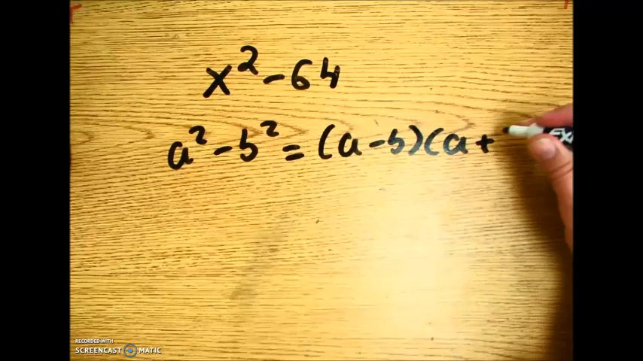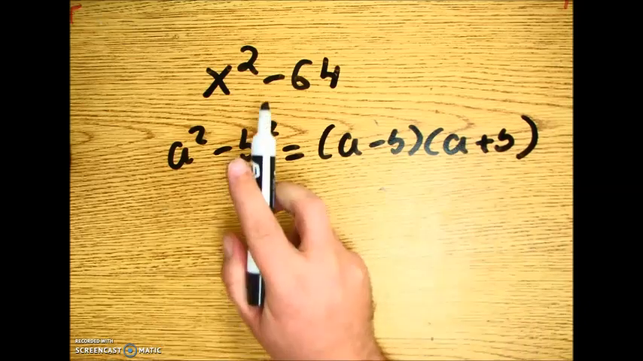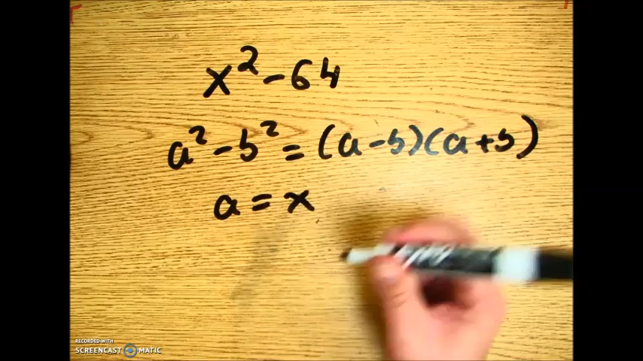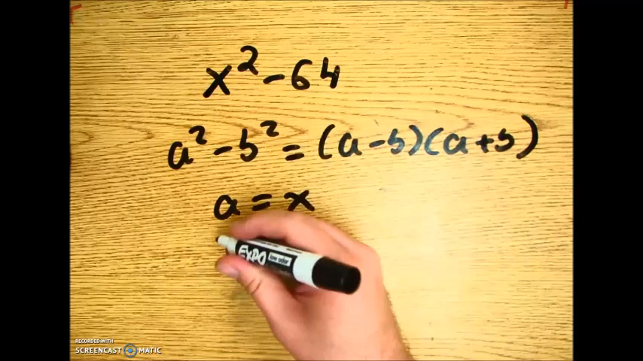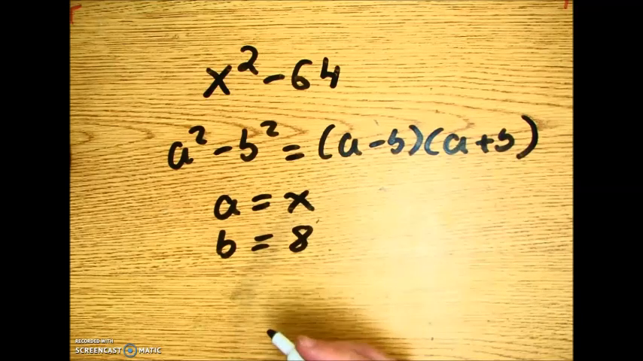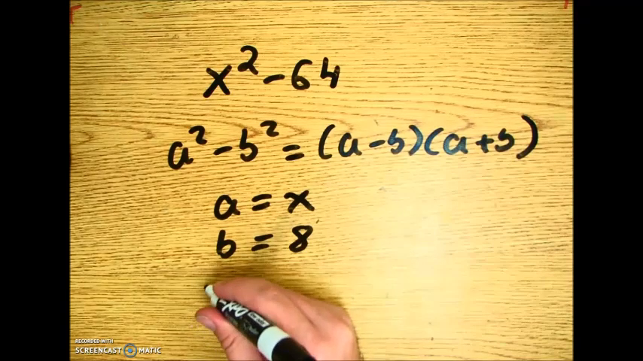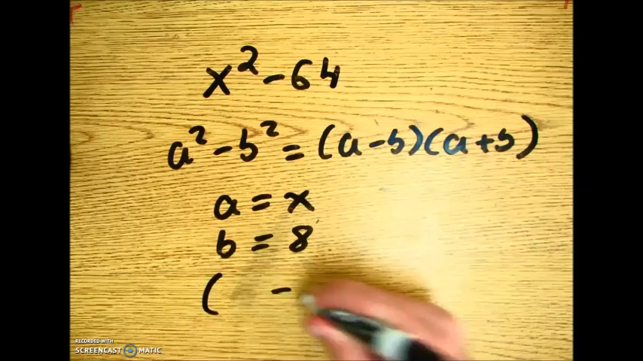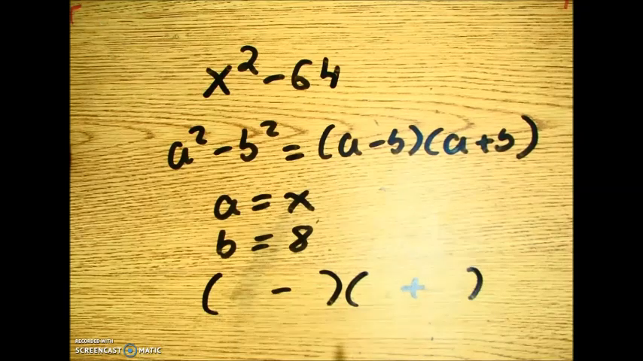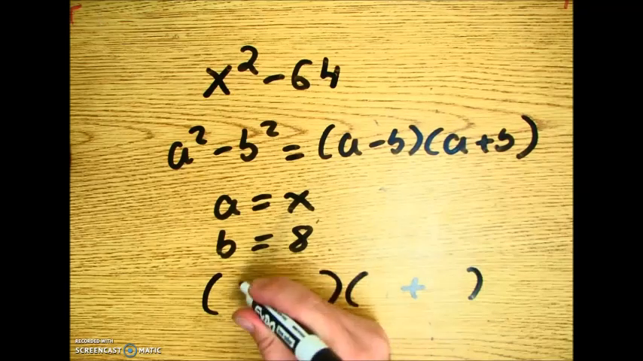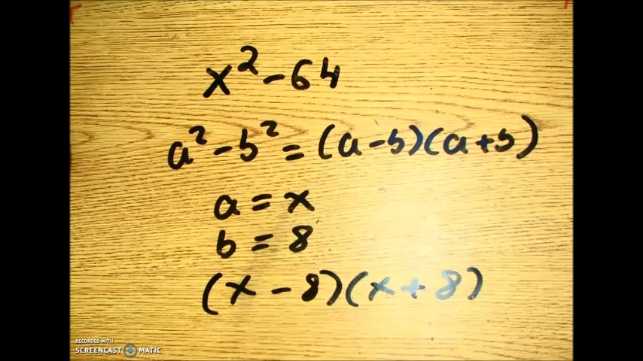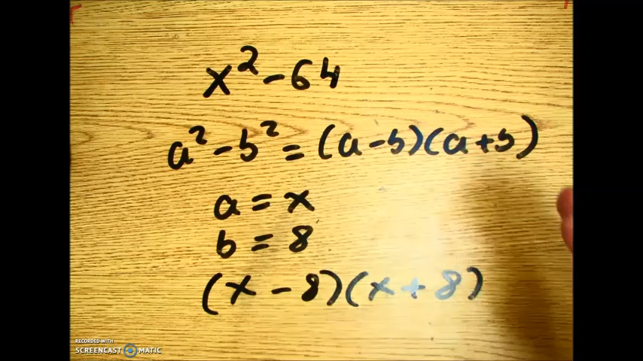So what's the square root of x squared? That means a equals x. What's the square root of 64? The b value is 8. Fantastic. So ladies and gentlemen, with the difference of two squares, you get something minus something, something plus something. Those somethings are the a values. So we have an x, we have an 8, we have an x, we have an 8. Ladies and gentlemen, that is a difference of two squares.